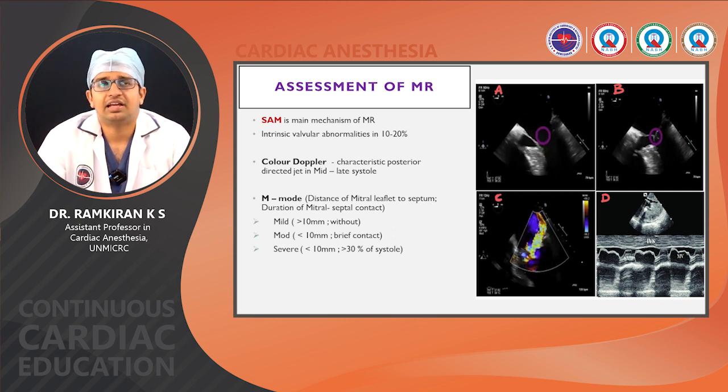And if you see M mode, we can look at two features. One is the distance of the mitral leaflet to the septum and the duration of the mitral to septal contact. So for example, if the distance is more than 10 mm and without any encroachment, then it is mild. If the distance is less than 10 mm with a brief contact, then it can be graded moderate. And severe if the distance is less than 10 mm and the contact is for more than 30% of the systole. So this gives a better assessment of MR.